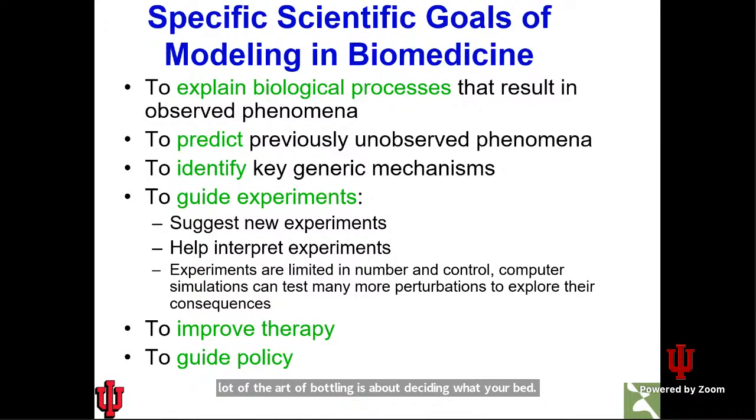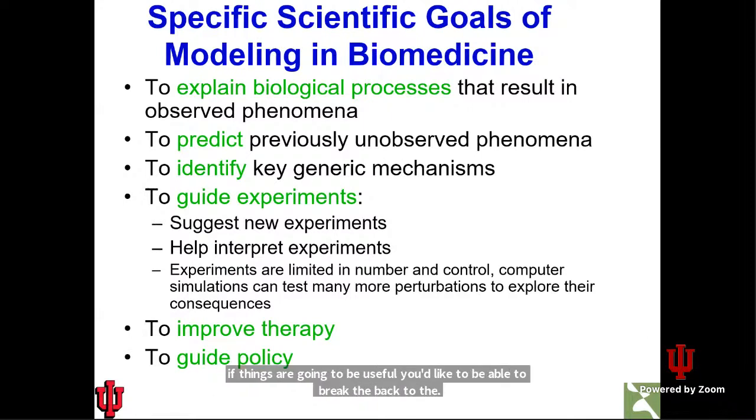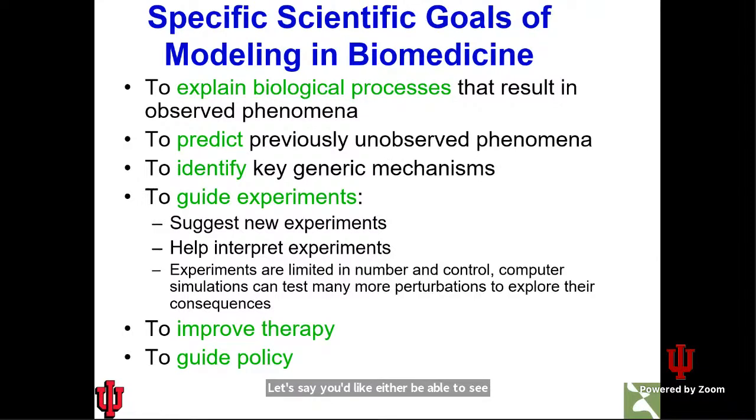Clearly, if things are going to be useful, you'd like to be able to bring them back to the real world. And so you'd like to either be able to suggest new experiments or help interpret existing experiments. There are some good practical reasons for that. Experiments are expensive. You can't do that many of them, and they don't give you complete control or the complete ability to watch what's happening.